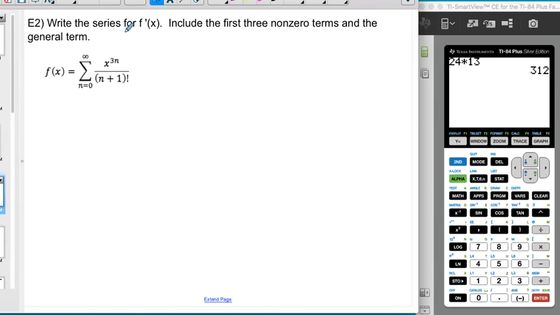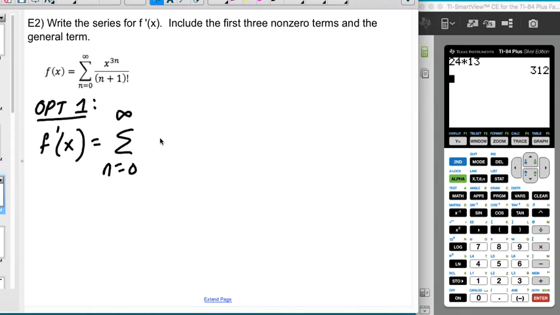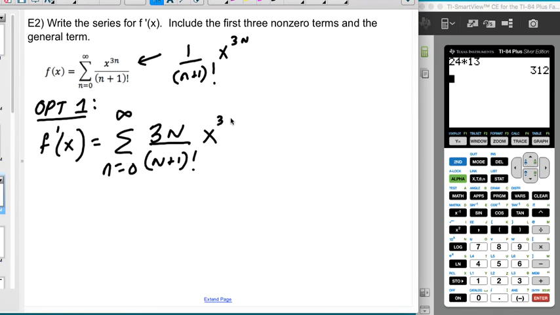All right, so this is f. We're going to write the series for f prime of x, including the first 3 non-zero terms and the general term. So there are 2 ways you can do this. Option 1 is to just go ahead and differentiate first. So f prime of x should be the sum from n equals 0 to infinity of, and if it helps you, you can treat this as your coefficient, and then this is the power of x. So I would drop the power down and then lower the power by 1.